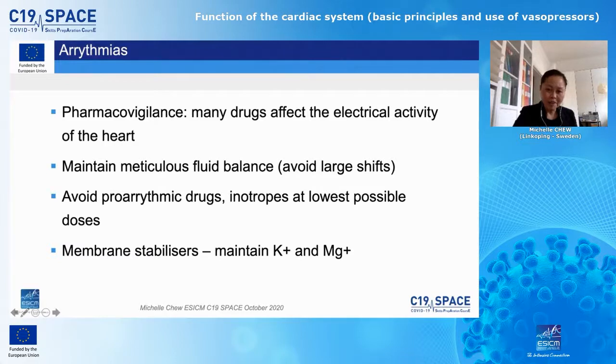Hypo- and hyperkalemia are common in intensive care, and both cause problems with the regulation of heart rhythm. Easily forgotten electrolytes such as magnesium are lost through large diuresis, continuous renal replacement therapy or dialysis, and may be easily replaced. And magnesium in particular is a membrane stabilizer.